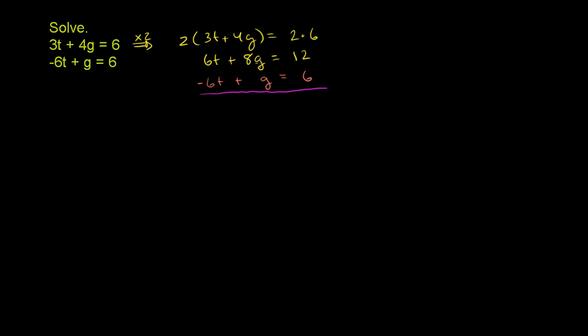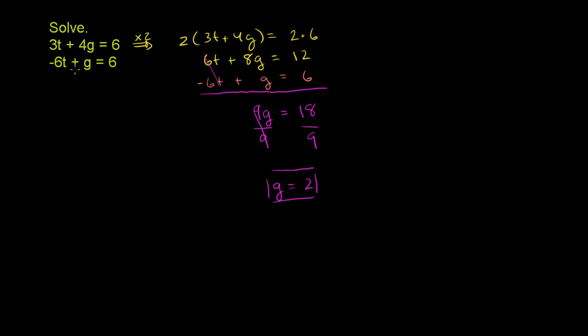So let's add the left-hand sides together. When we do that, these 6t's cancel out. That was the whole point behind multiplying this first equation by 2, so that the 3t becomes a 6t. And we're left with 8g plus g is 9g, is equal to 12 plus 6, which is 18. Divide both sides by 9, and you are left with g is equal to 18 over 9, or 2. So we've solved for g. Now we can substitute back and solve for t.